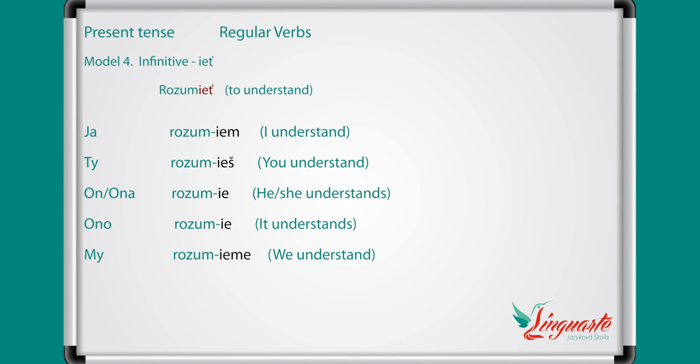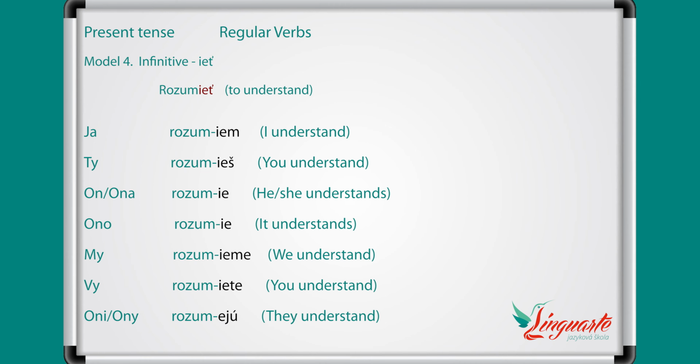We understand. Vy rozumiete. You understand as the formal. Oni rozumejú. They understand. Other verbs from this group are trieť, to rub.